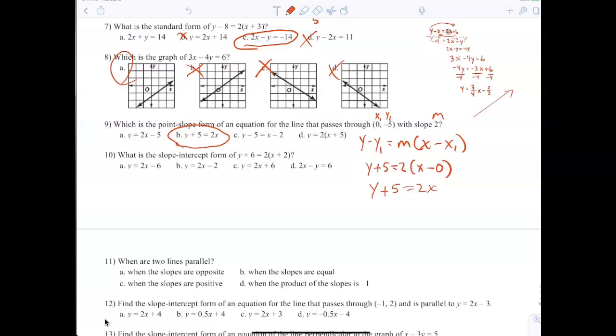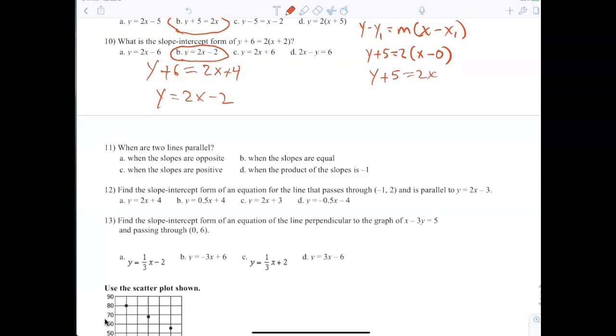All right, look at number 10. Slope-intercept form. So now we're just putting it into y equals mx plus b. So I have y plus 6. The first thing I want to do is distribute. So that'd be 2x plus 4. Subtract 6. Y equals 2x minus 2. B. Everybody okay with that? All right. Here we go.